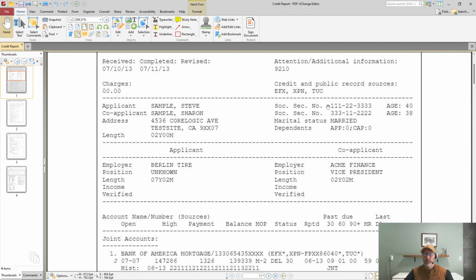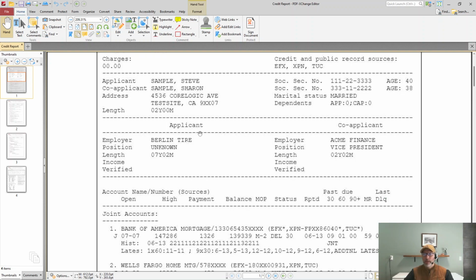Obviously, you have the Social Security number. That's how most credit reports are tracked. And it gives you the age of the borrowers. It tells you the address of the borrowers, their marital status, and any number of dependents, and this information may or may not be accurate depending on what has been input into their file previously. It tells you the employer for both applicants, Berlin Tire and Acme Finance.